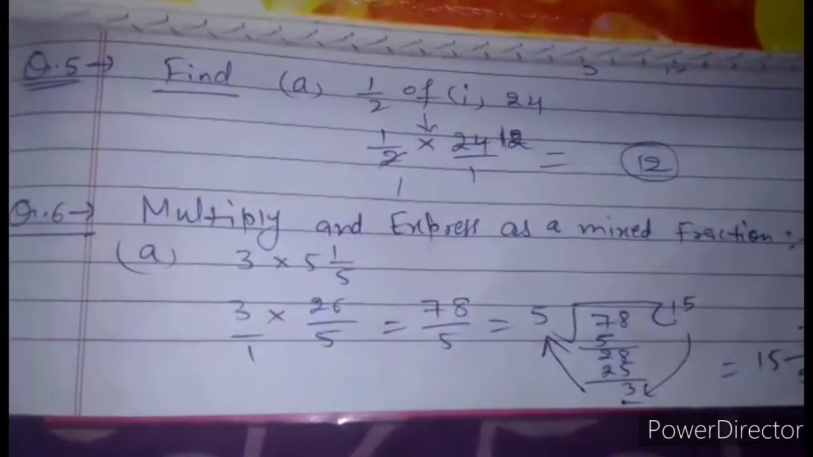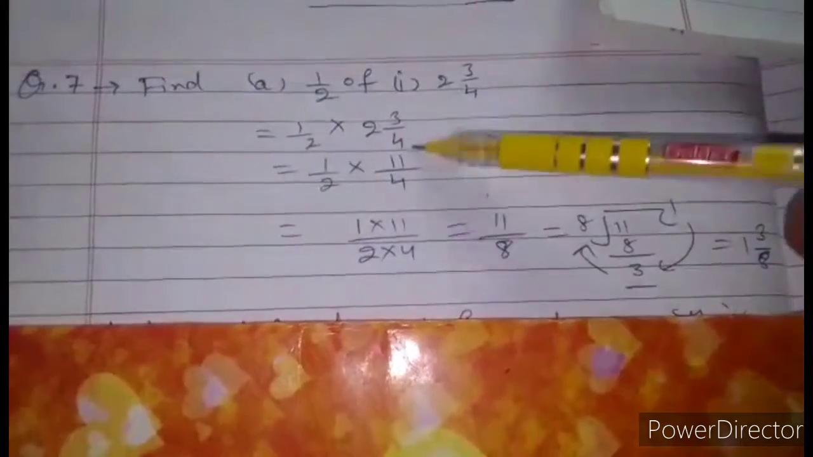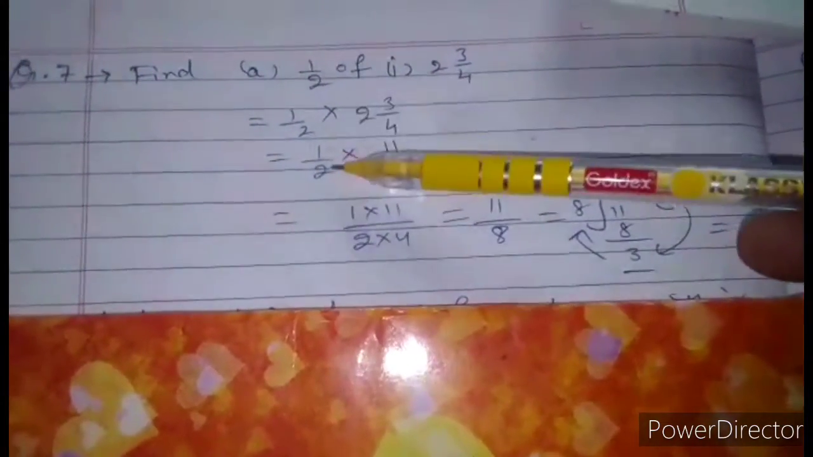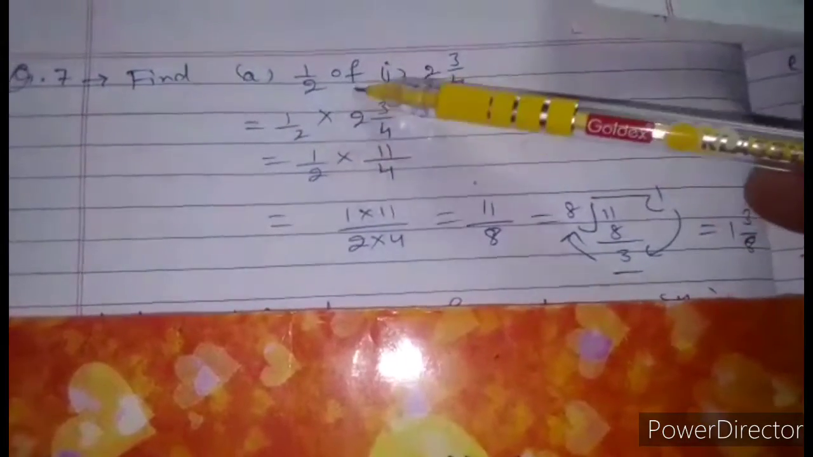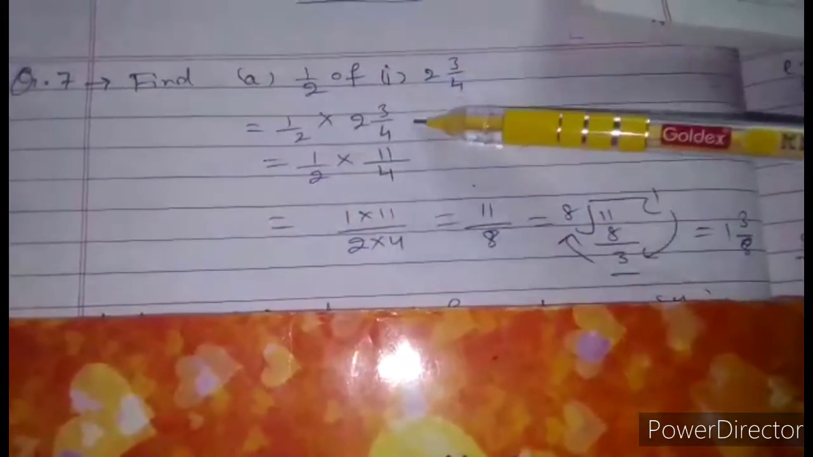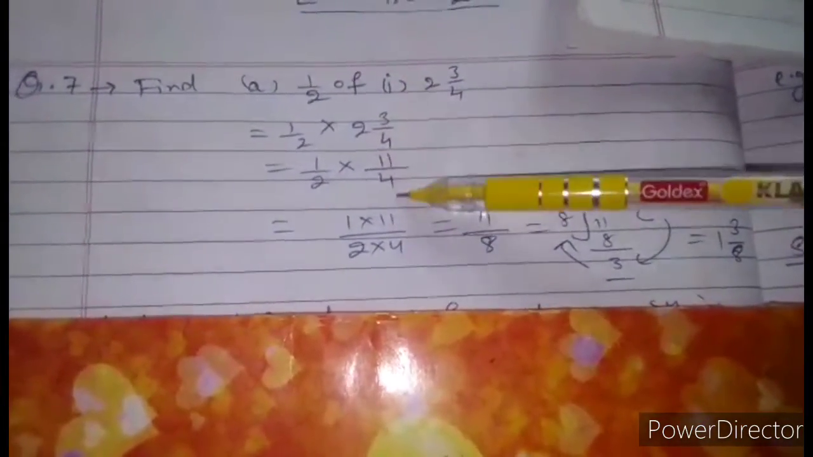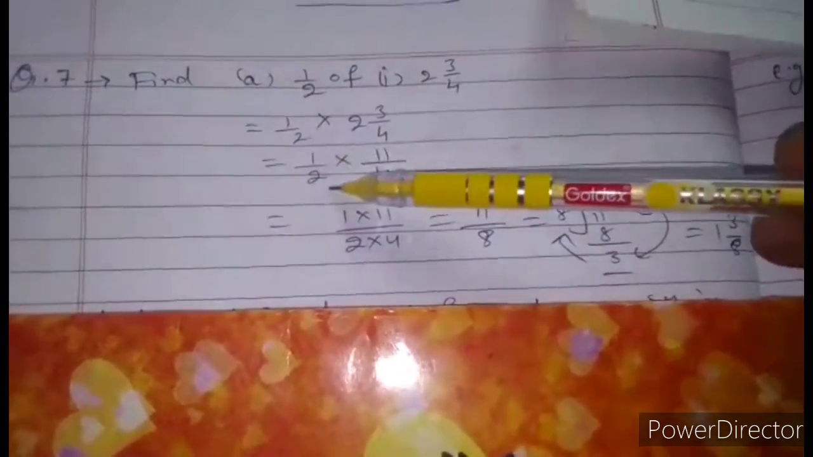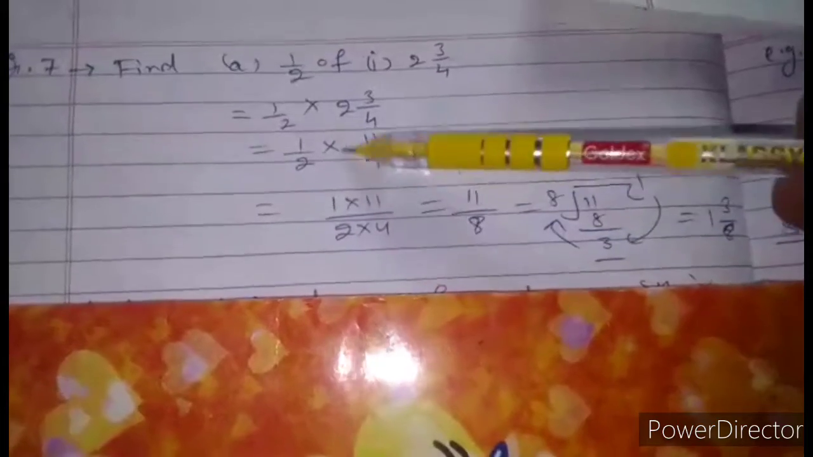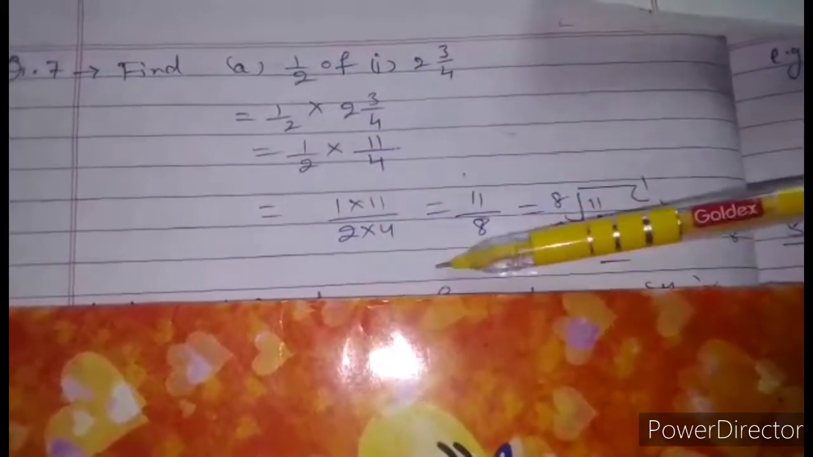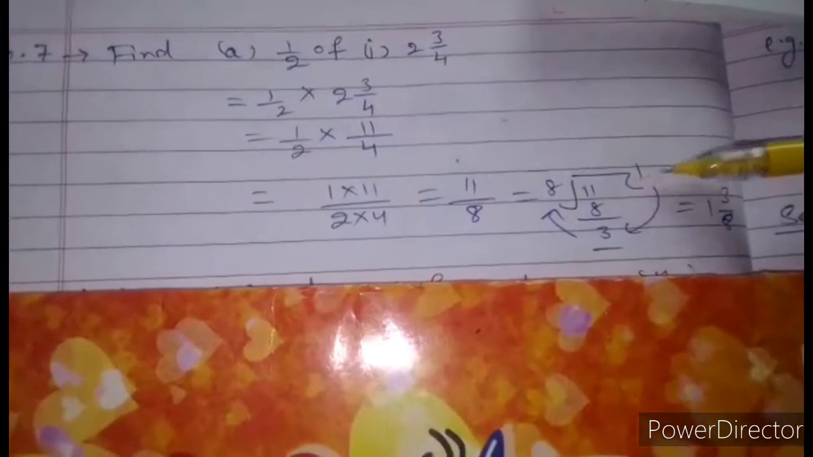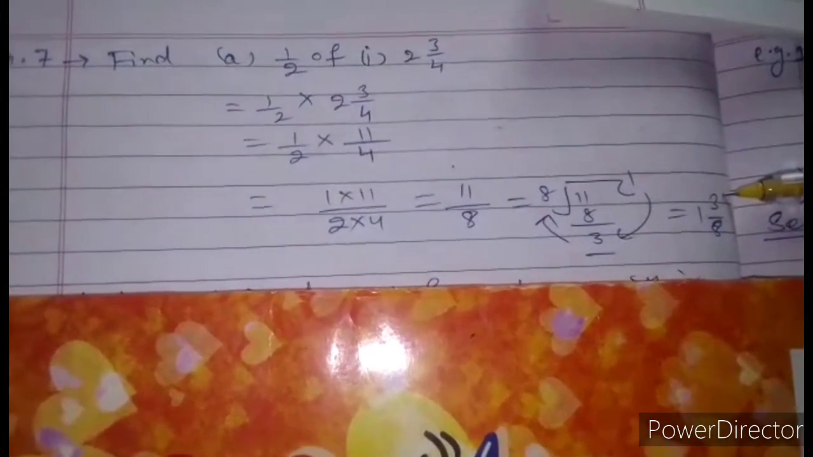Now let's see question number 7. Find 1 by 2 of 2 3 by 4. Here also I am telling you one part, other parts you can try yourself. 1 by 2 of means multiply 2 3 by 4. Change this mixed fraction into an improper fraction. If you can cancel numerator with denominator, then cancel, otherwise multiply. Here we can't cancel, so multiply. 11 upon 8 we got. If we divide it, after that we can change it into a mixed fraction.